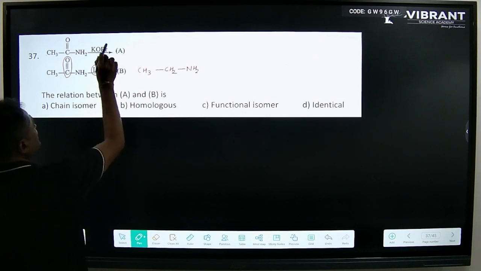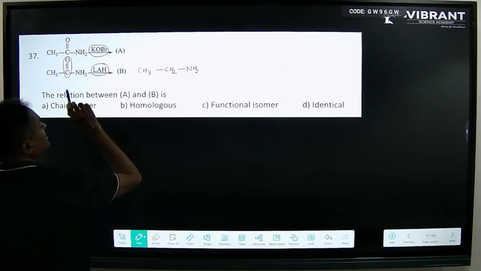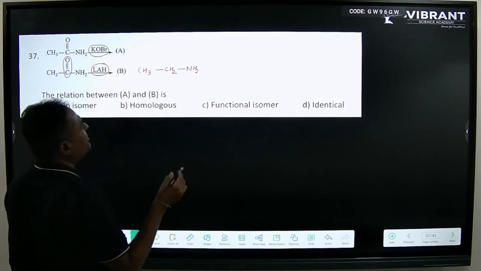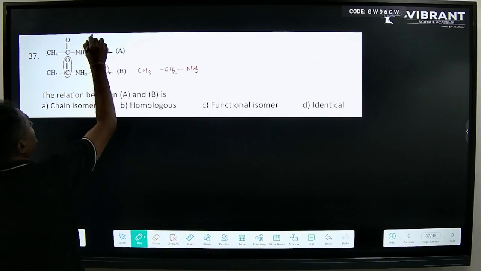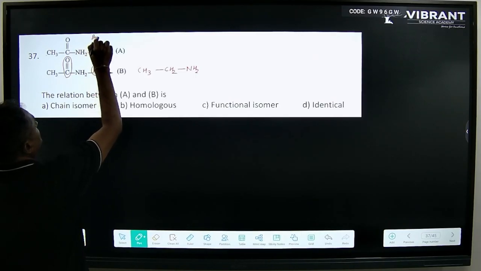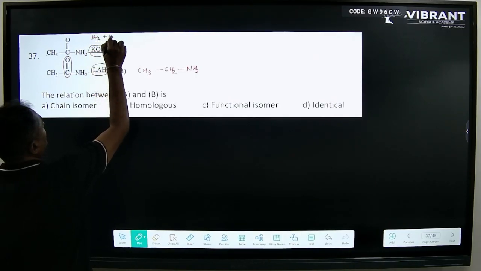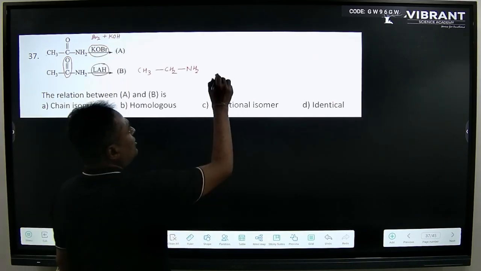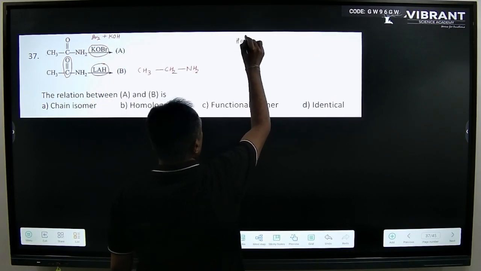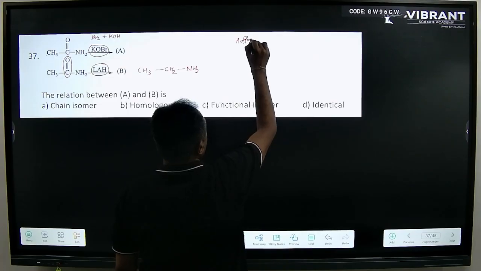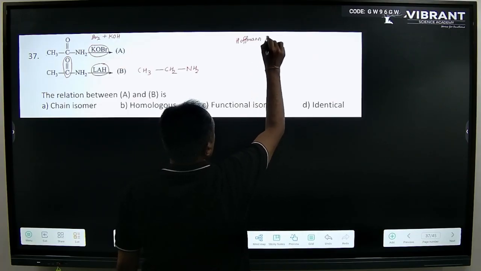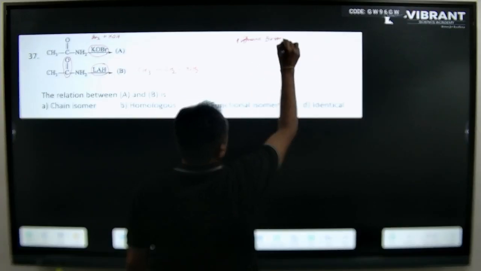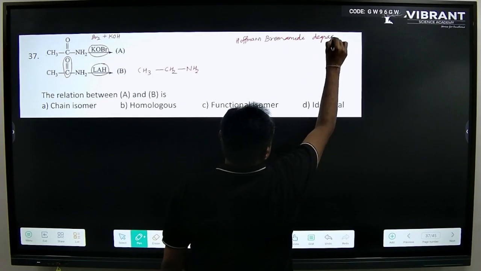Now, do you remember this condition, bacha? This is the only one condition which some of you may not recollect. It is actually nothing but Br2 plus KOH or NaOH. Do you remember this is called Hoffman bromamide degradation? Now, what do you mean by this process, child?